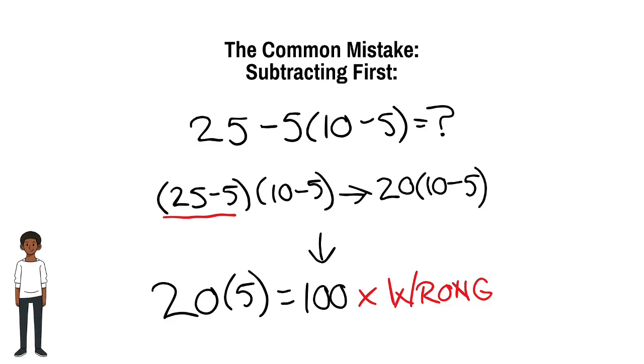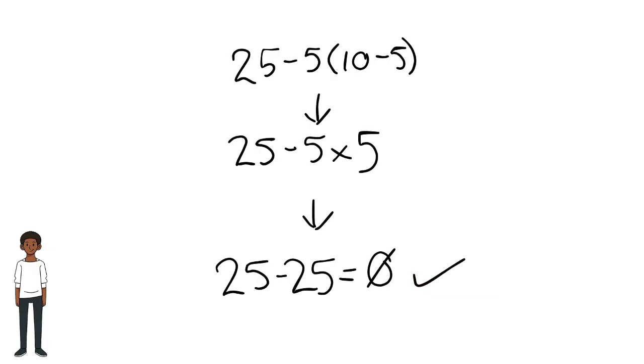Here is how many people fall into a trap on this one. They read from left to right and see 25 minus 5. They subtract 5 from 25 to get 20, leaving 20 times 10 minus 5. Then they simplify it inside the parentheses. 10 minus 5 equals 5. Finally, they multiply 20 by 5 to get 100. But why is this wrong? Because subtracting before multiplying violates the core hierarchy of PEMDAS. Let's solve this the right way.